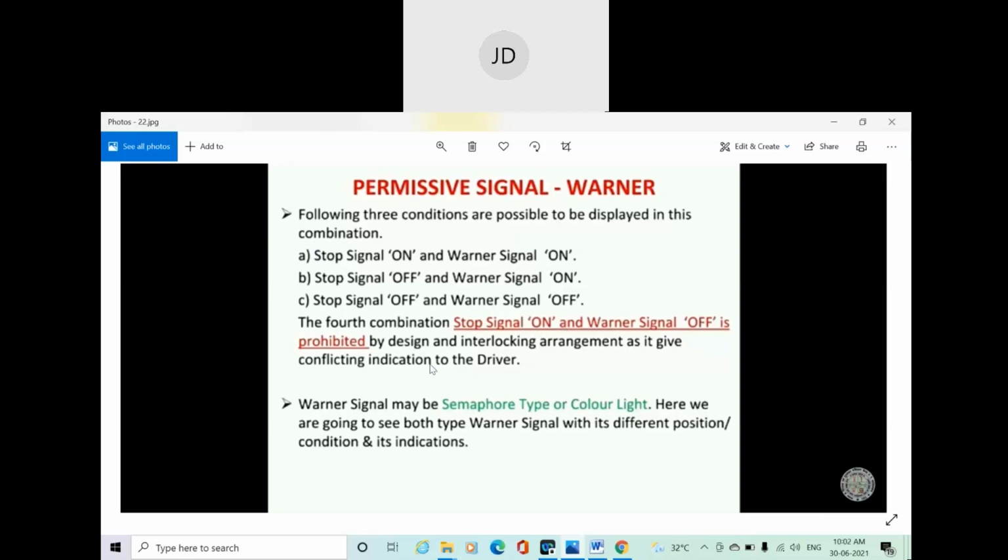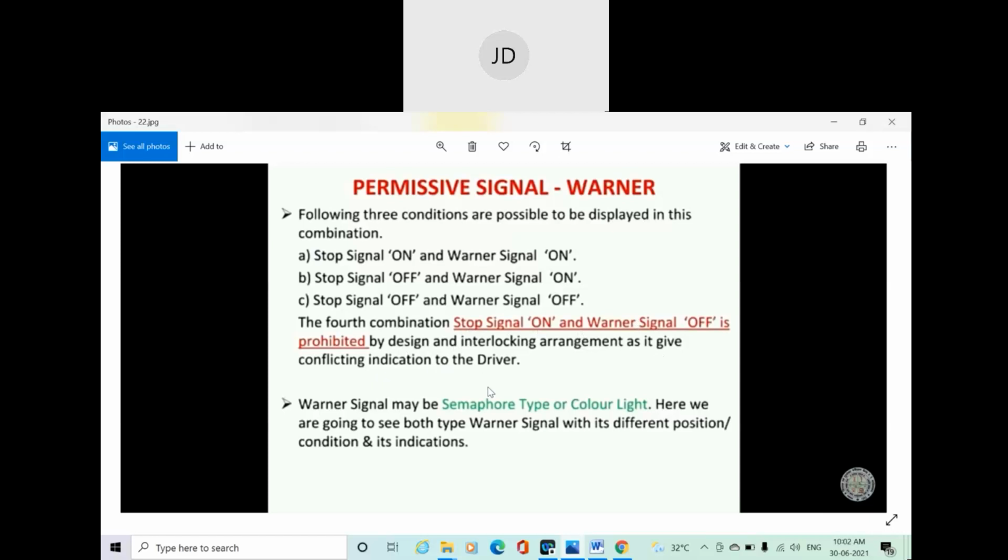So you have to remember, in some viva and in some competitive exams, these things are asked. It's a very conceptual thing that you have to remember. So this cannot happen: stop signal on and Warner signal off. This cannot happen, because it gives a conflicting indication to the driver.